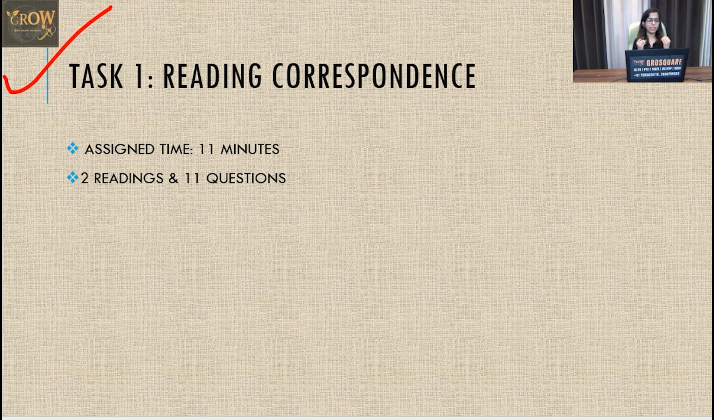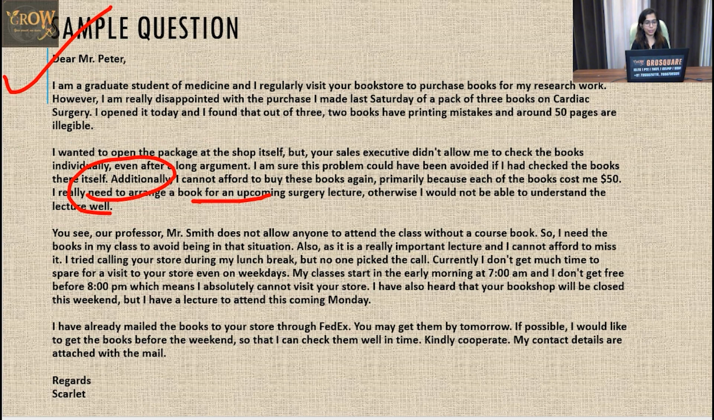So what I want to tell you over here is that the assigned time would be 11 minutes. In those 11 minutes, you have to read the task as well, and you need to solve 2 subsections as well. There would be 2 subsections, and in total there would be 11 questions, right? So let's see what kind of questions would be there. I have included sample questions as well. So right, this is our sample question.